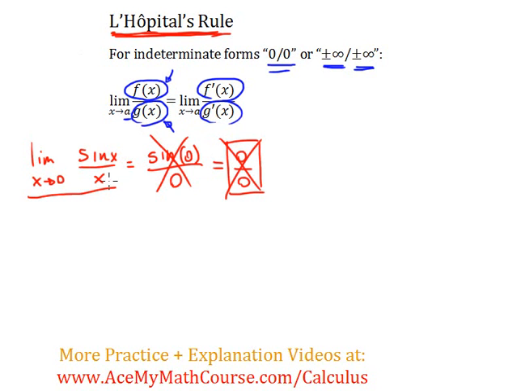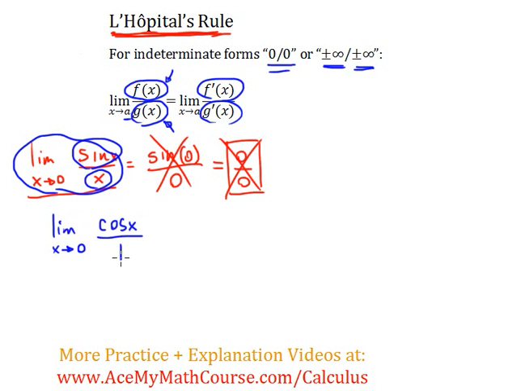So let's evaluate this limit using L'Hopital's rule. I will just actually take the derivative of sine of x, and I get cos of x. That is, the cosine of x is the derivative of sine of x. And the derivative of x is just 1.